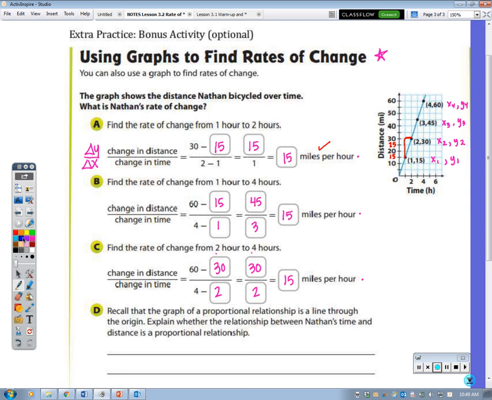And then I'm going to go ahead and look at my second one here, from 1 hour to 4 hours. And so I go up 45, right, and over 3, which matches what I have here, and simplifies down to the same thing. So what I'm doing here is I'm counting values on the graph instead of subtracting values from our points. Okay?